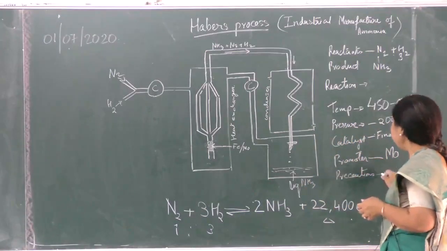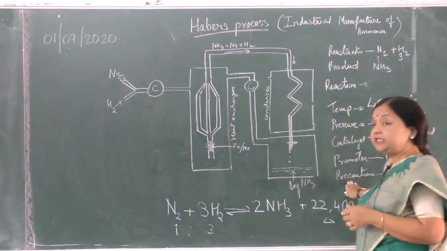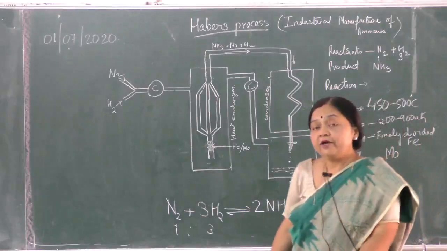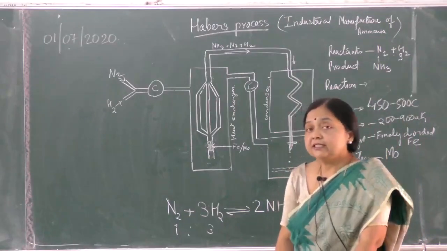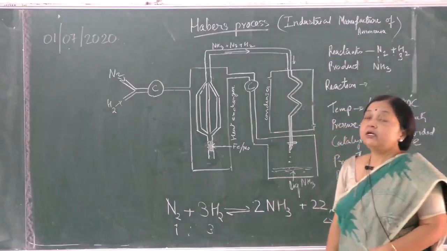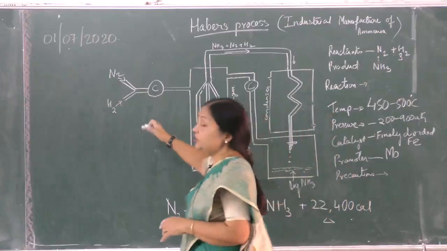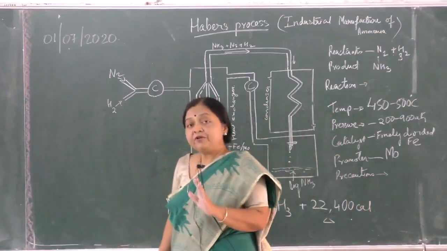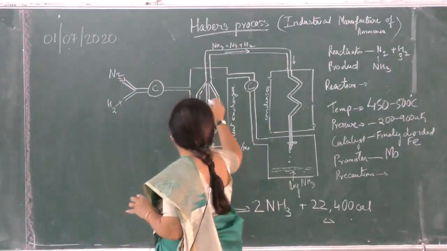Then what are the precautions that you have to use? These two. The precaution is that the gases should be free of carbon monoxide, carbon dioxide and H2S. These three are the impurities which poison the catalyst. So nitrogen and hydrogen should be in a pure state, free of CO, CO2 and H2S, and then they are compressed over here.